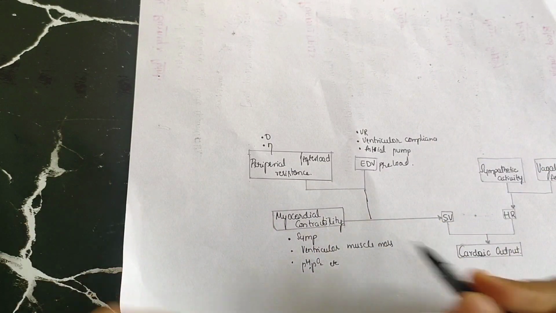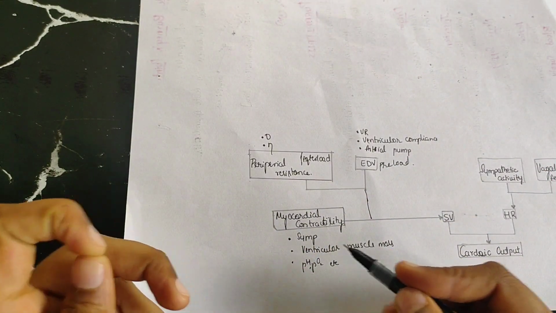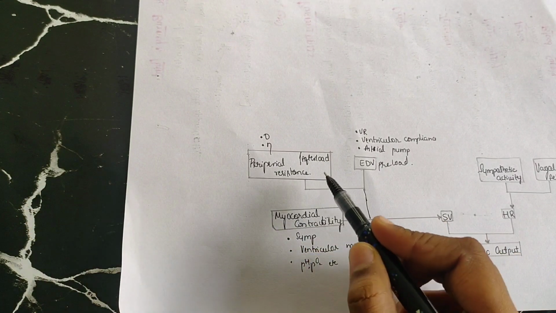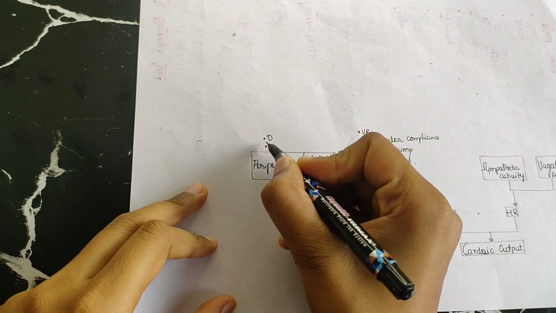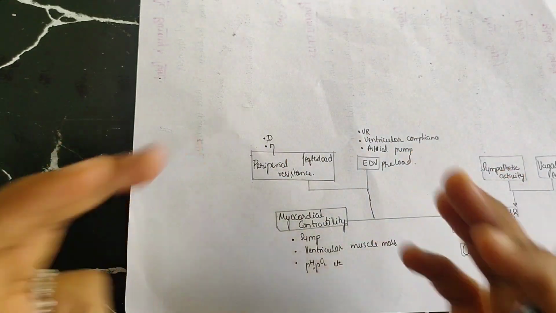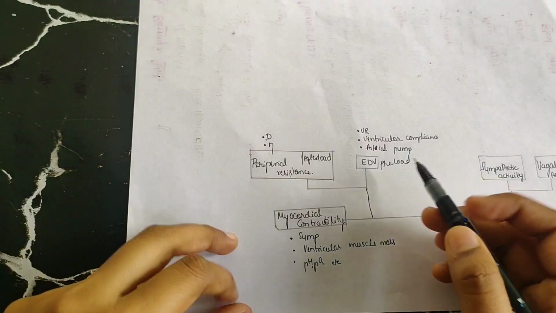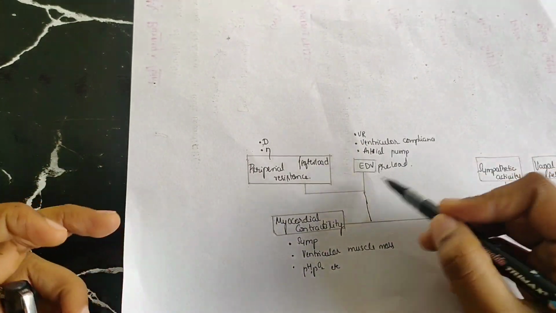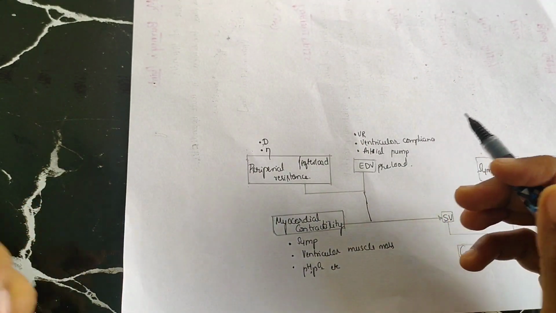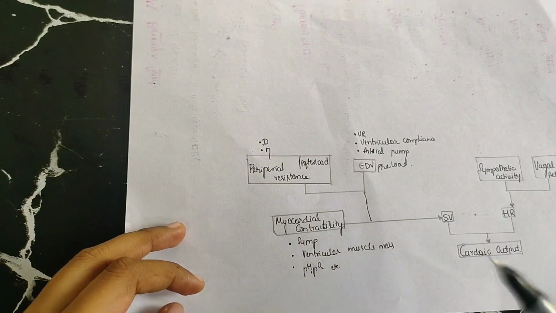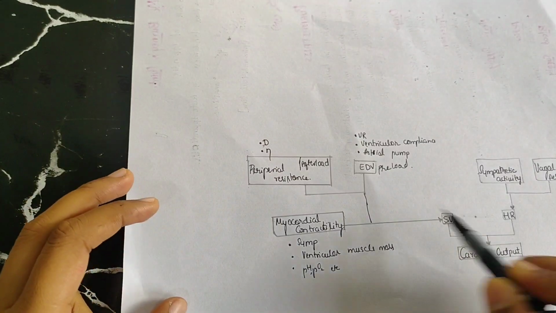Myocardial contractility depends upon sympathetic activity and ventricular muscle mass, how much it can pump. Peripheral resistance depends upon the diameter of the blood vessels. If the diameter of the blood vessels is more, peripheral resistance will be less, and if the viscosity of the fluid is more, resistance will be more. And end diastolic volume depends upon the atrial pump and ventricular filling: the atrium should pump and the ventricle should fill, and an increase in the venous return will increase the cardiac output.